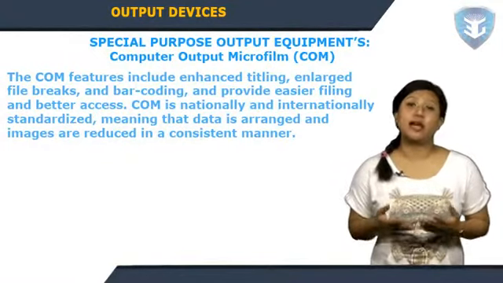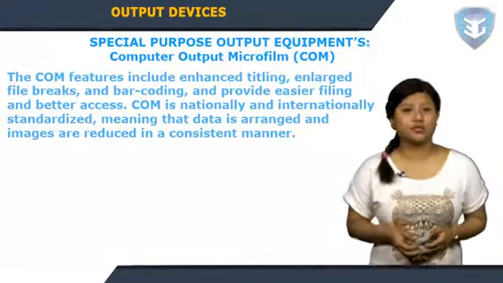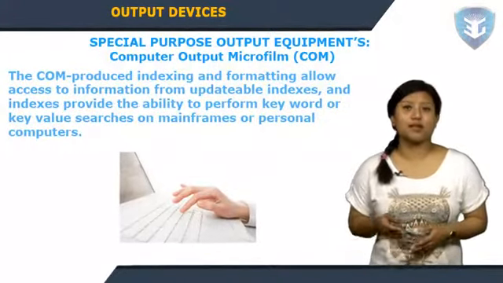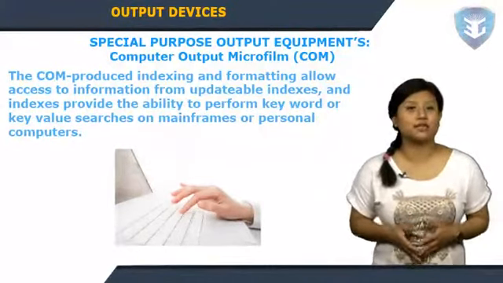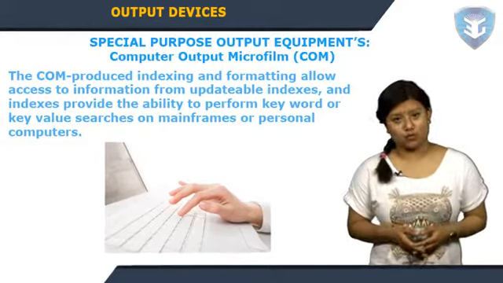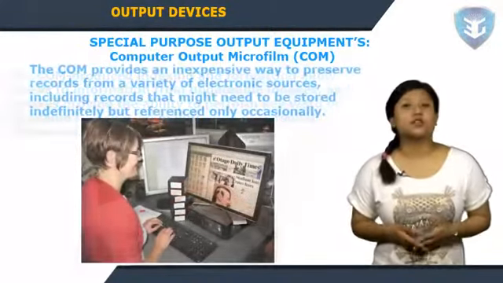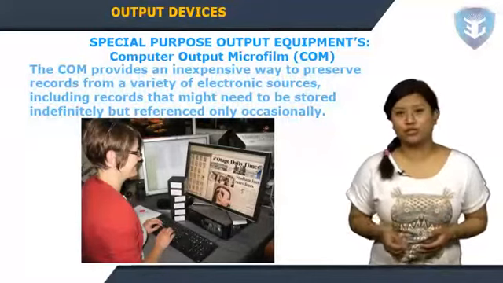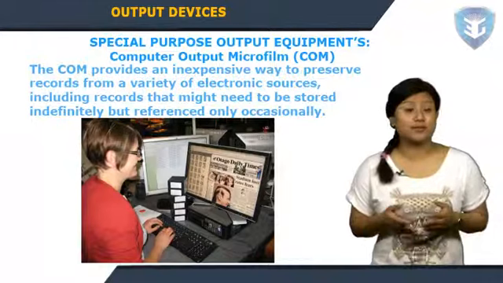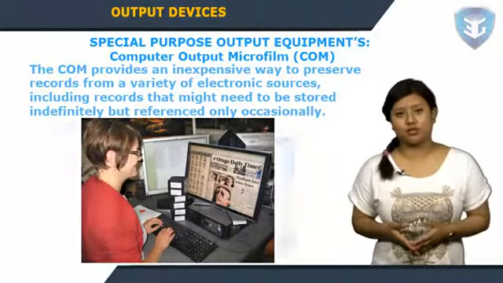COM is nationally and internationally standardized, meaning that data is arranged and images are reduced in a consistent manner. The COM-produced indexing and formatting allow access to information from updatable indexes, and indexes provide the ability to perform keyword or key value searches on mainframes or personal computers. COM provides an inexpensive way to preserve records from a variety of electronic sources, including records that might need to be stored indefinitely but referenced only occasionally.